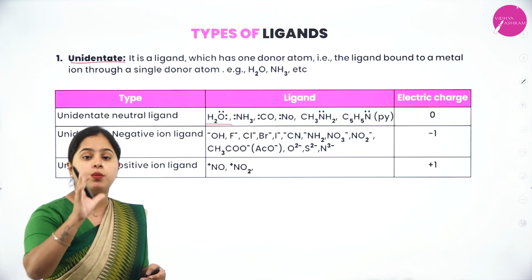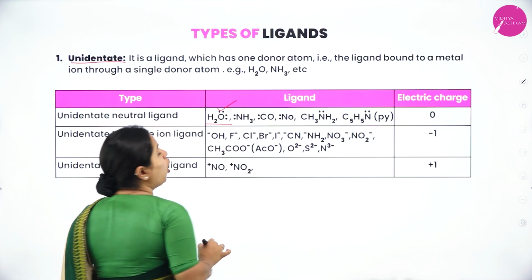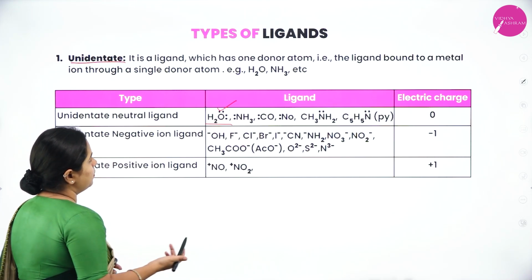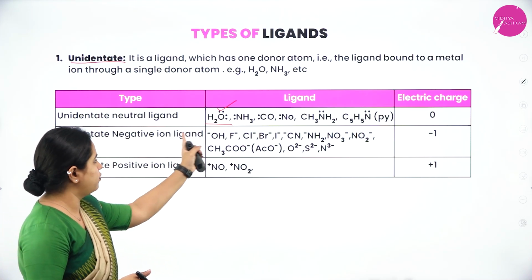But it will form the bond with the central atom only through the oxygen atom. So, this is called a unidentate ligand. Examples are H2O, NH3, etc. So, these are unidentate neutral ligands. All of these are neutral ligands.